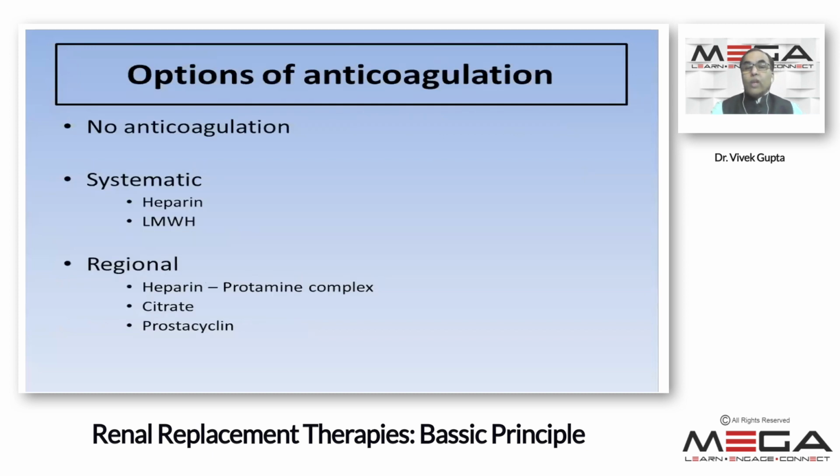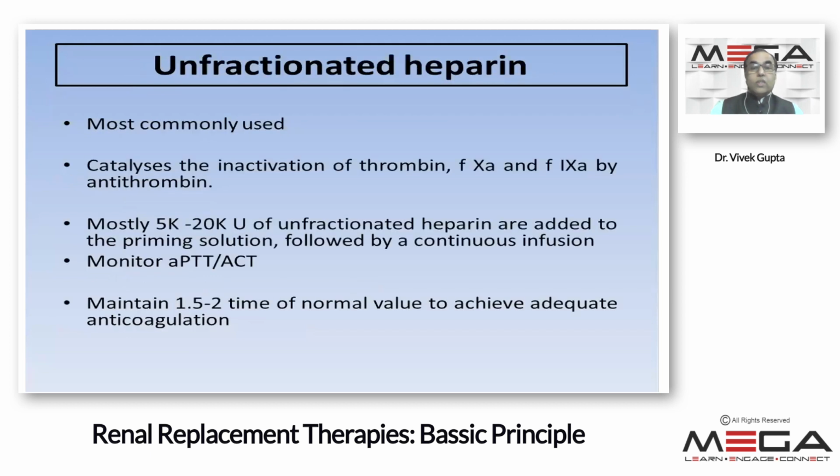So the options we have: in certain situations you may not administer any anticoagulation, but definitely the filter life will be much lower. Systemic anticoagulation using heparin or low molecular weight heparin. Regional anticoagulation in the form of heparin-protamine complex, citrate, and certain prostacyclins. Unfractionated heparin is the most commonly used across the world.